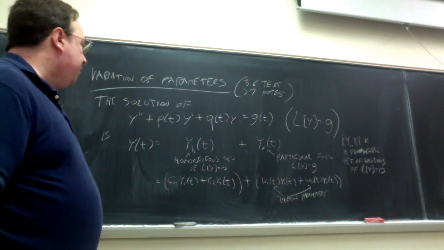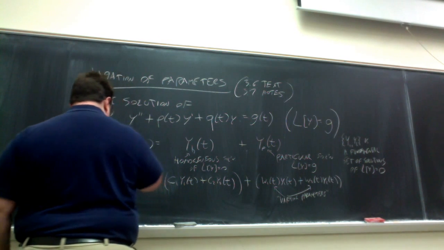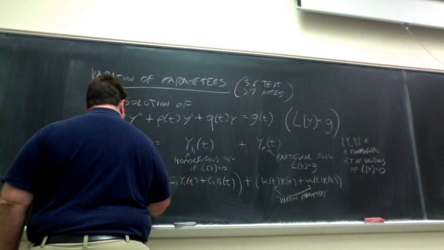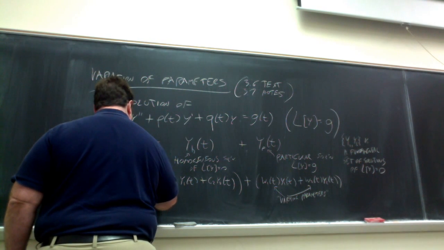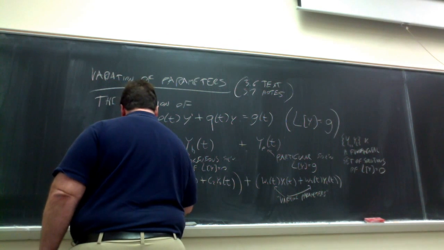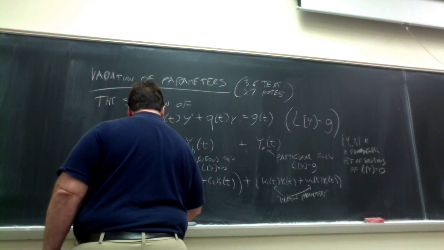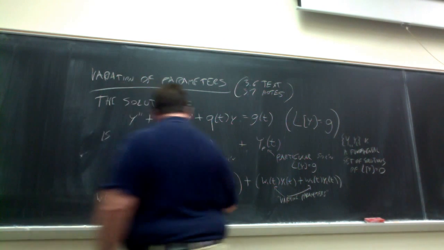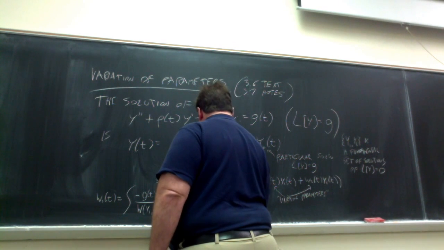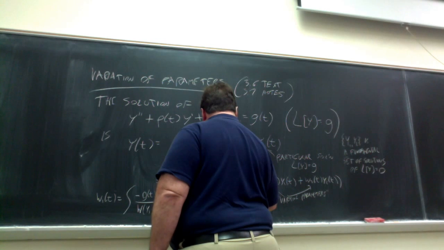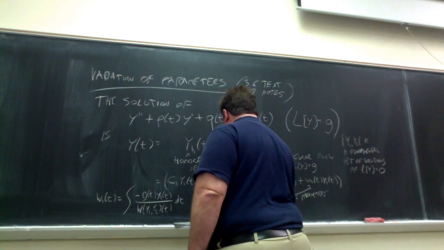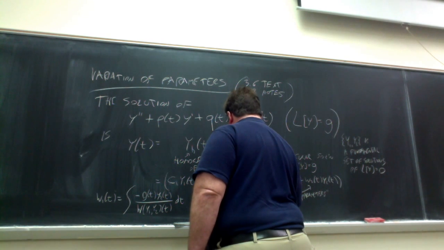Also, we have formulas for w1 and w2 that I derived back on Monday. So w1 is the integral of minus g y2 over the Wronskian of y1 and y2. And then w2 is similar. There's just no minus sign, and we have y1 up top instead of y2, still dividing by the Wronskian. Okay.